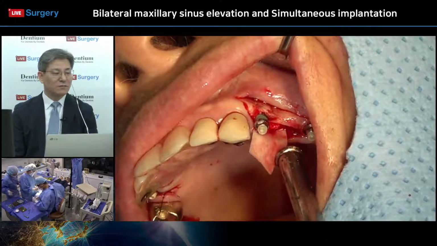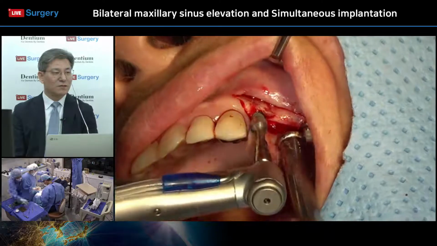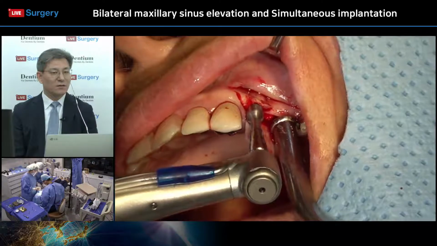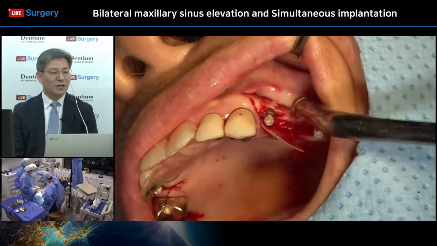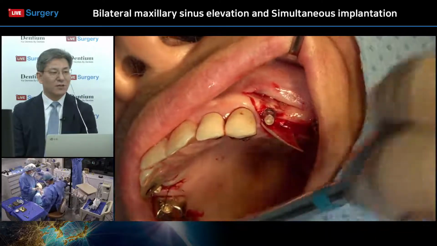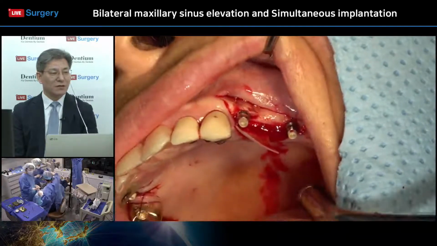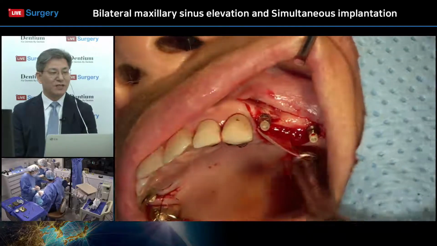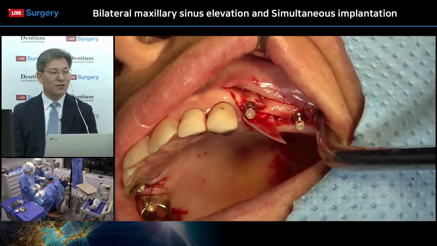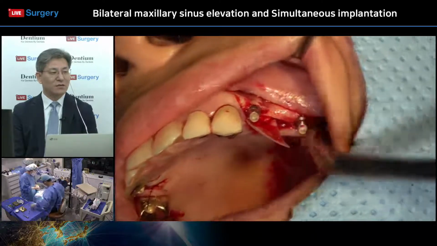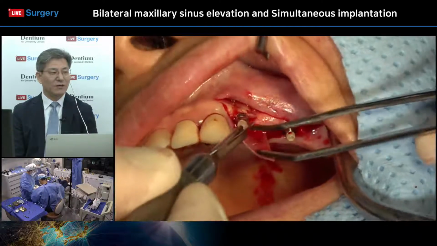What's the density, colors and pulp size? The membrane size is 10 by 20. And the tissue level implant, diameter 3.0, length 9 millimeters, is already installed. So another one is just before installation, right? So the bone grafting is already on the palatal area.